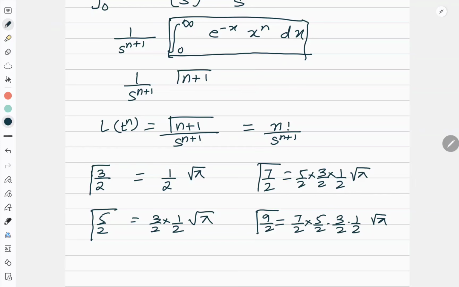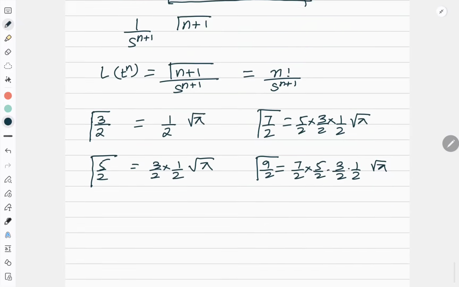And gamma 11 by 2 will be 9 by 2 into 7 by 2 into 5 by 2 into 3 by 2 into 1 by 2 root pi. Like that I can solve all gammas. In exam, suppose there is a question where instead of 7 by 2, it is 7 by 3. Though we can solve it by properties of gamma, we will not go in the depth of that. And you can leave it as gamma 7 by 3 also.